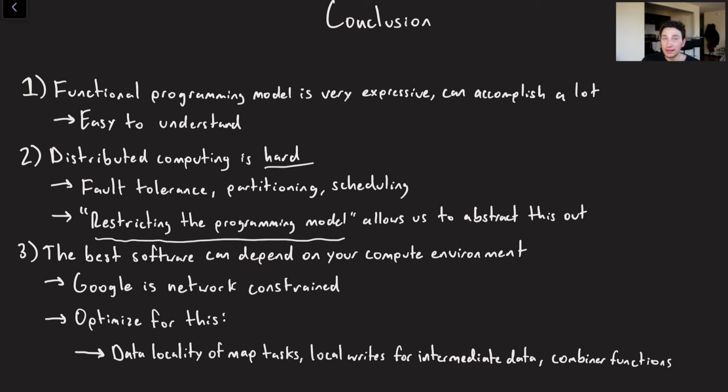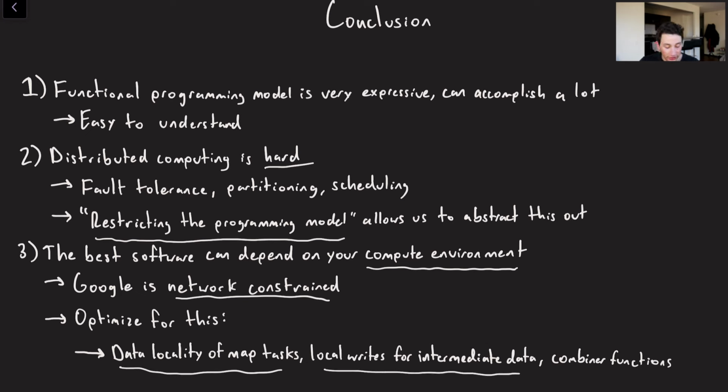And then I think finally another big takeaway here is that regardless of what software is actually best for you in theory, the one that's best in practice is whatever works with your compute environment. In Google's case, basically their computers were network constrained. In today's case, it seems our networking hardware has gotten a lot better. And nowadays, when it comes to modern analytical databases and running big batch jobs, it seems we're actually more CPU constrained than network constrained. But nonetheless, you can see the optimizations that they use to deal with that, like data locality for mappers, local writes for intermediate data, and also things like combiner functions. Overall, they have to cater to what they're running on, and that is really what's most important.